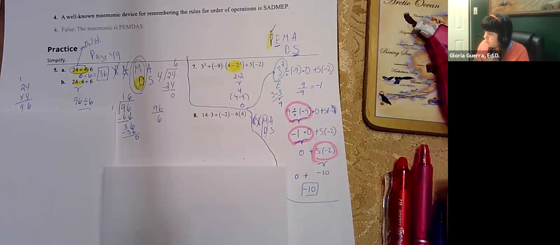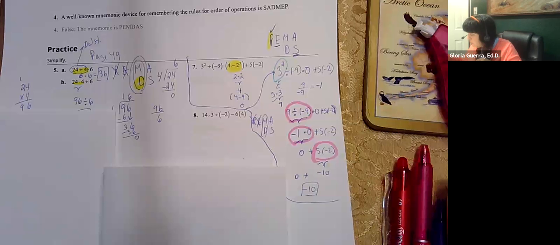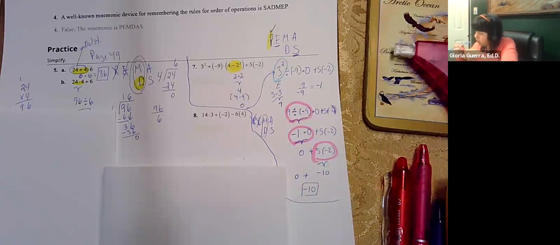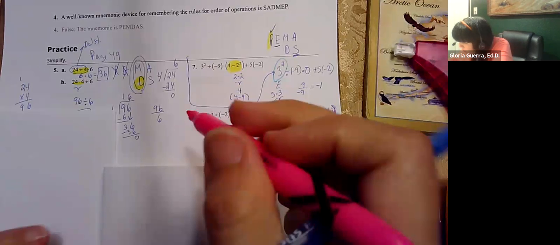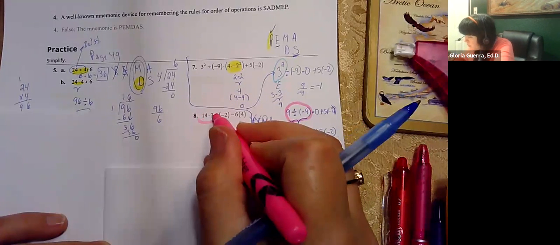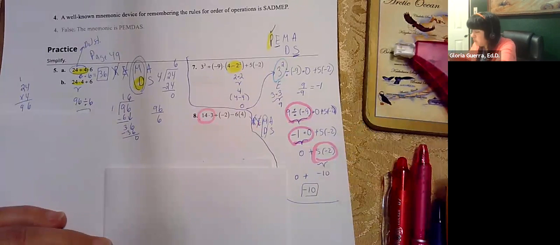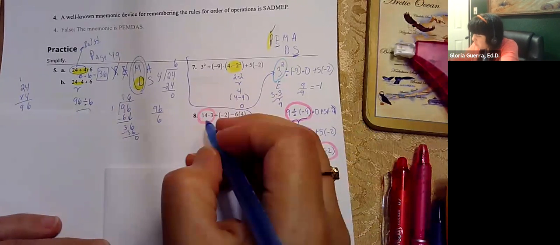Okay, so we don't have any P in PEMDAS, no operations inside grouping symbols. We don't have any E, no exponents, no perfect roots, no absolute values. So we probably have M and D, multiply and divide. Yeah, so we do have some multiplying going on right here from left to right. So you do have to do that first. So 14 times 3, 4 times 3 is 12.